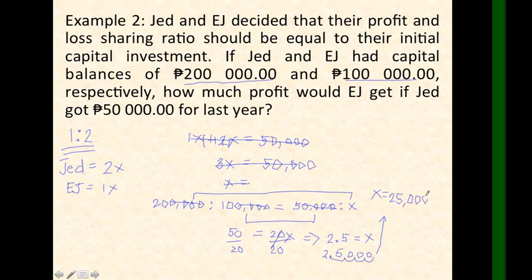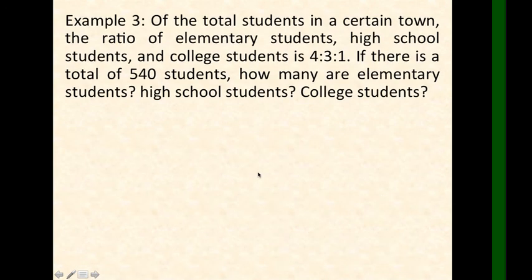So, therefore, ang nakuhang pera noon ni EJ ay 25,000, samantalang si Jed ay 50,000. Okay? So, again, I would like to say sorry kasi ang given na problem dito is not a partitive. It is a direct proportion. Alright. Anyway, let's have another example.